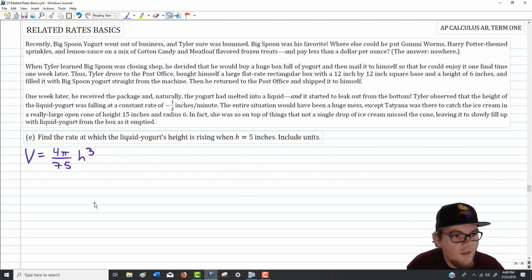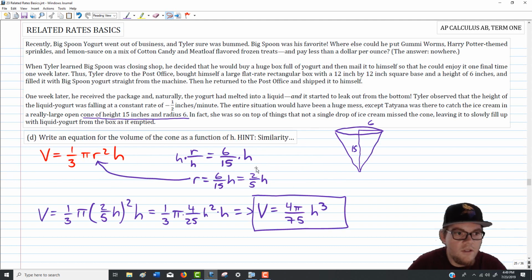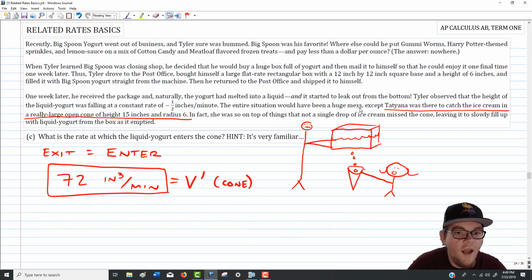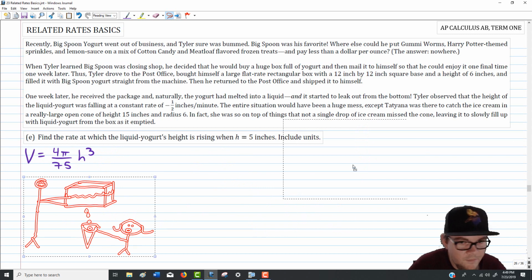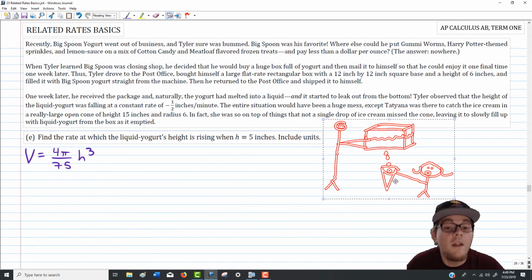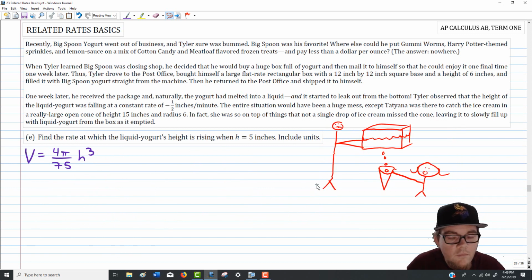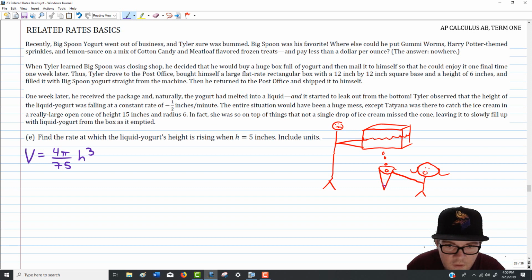So again, it might take a second to think about what's happening here. Again, I'm going to go steal my picture of Tyler and Tatiana. I would imagine if they saw this picture, they would be disappointed that my art skills have not developed since they were in my class. So in here, what's happening is, of course, as the liquid goes into the cone, it slowly fills the height of the cone.